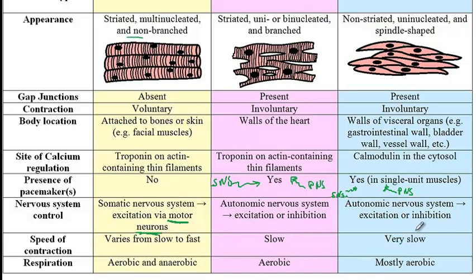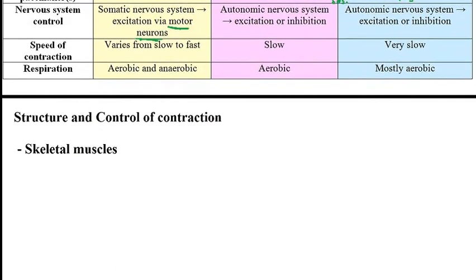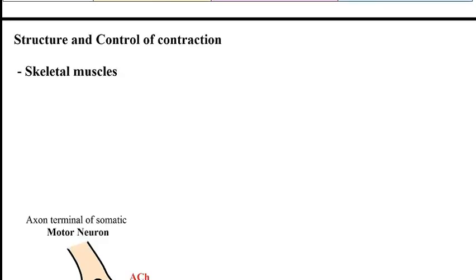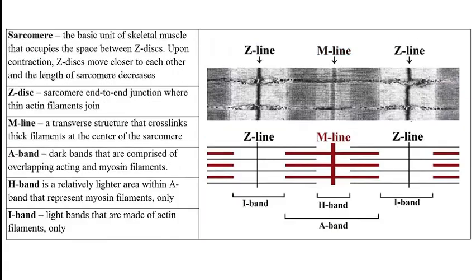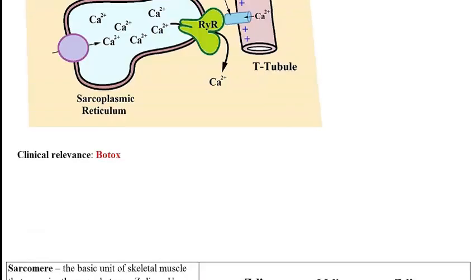Okay, and then regarding their mode of respiration, whether it's aerobic respiration or anaerobic respiration, skeletal muscles rely both on aerobic and anaerobic respiration. Cardiac muscle relies on aerobic respiration, and smooth muscles rely mostly on aerobic respiration. Now next, let's discuss the structure and the mechanism of contraction of the skeletal muscles, and following that we will discuss the sarcomere structure.